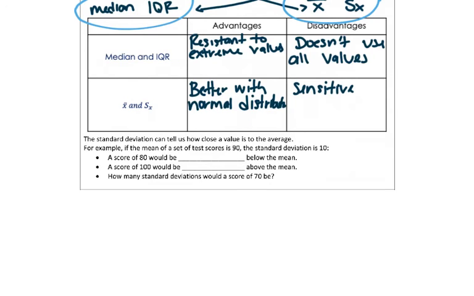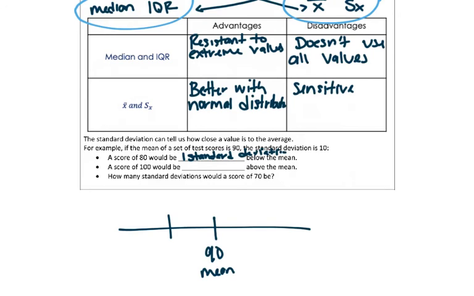So the standard deviation can tell us how close a value is to the average. For example, if the mean of a set of test scores is 90, the standard deviation is 10. So a score of 80 would be one standard deviation below the mean. Here's what I'm saying. Right here's the median and the mean. And the standard deviation, how much it changes. If you go down 10, this would be 1 sigma away from the mean. A score of 100 would be 1 above the mean.